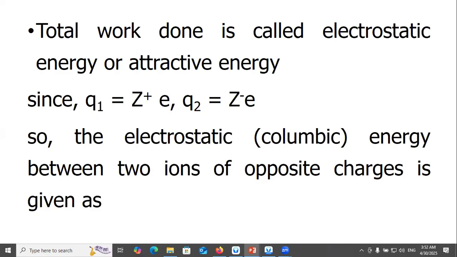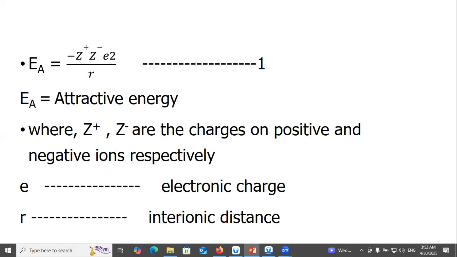Total work done is called electrostatic energy or attractive energy. Since Q1 equals Z plus E and Q2 equals minus Z minus E, the electrostatic Coulombic energy between two ions of opposite charge is given as EA, meaning attractive energy, equal to minus Z plus Z minus E squared over R, equation first, where Z plus and Z minus are the charges on positive and negative ions respectively, E is the electronic charge, and R is the interionic distance.